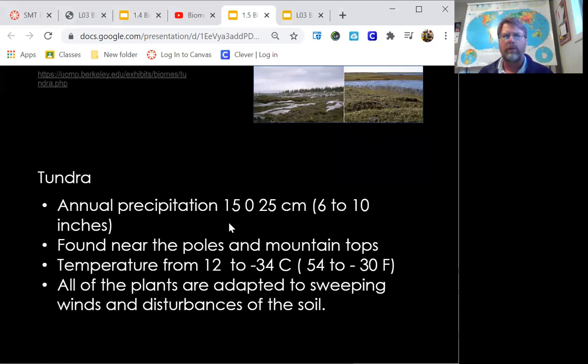With this extreme temperature, all the plants are well adapted to the sweeping winds and disturbances in the soil. Soil can be disturbed in a number of different ways. Often in the tundra there is permafrost, and permafrost can cause uplift. Uplift is when there's water in the soil, and that water freezes and then pushes up, which can affect the plants, and in turn will affect the animals as well.